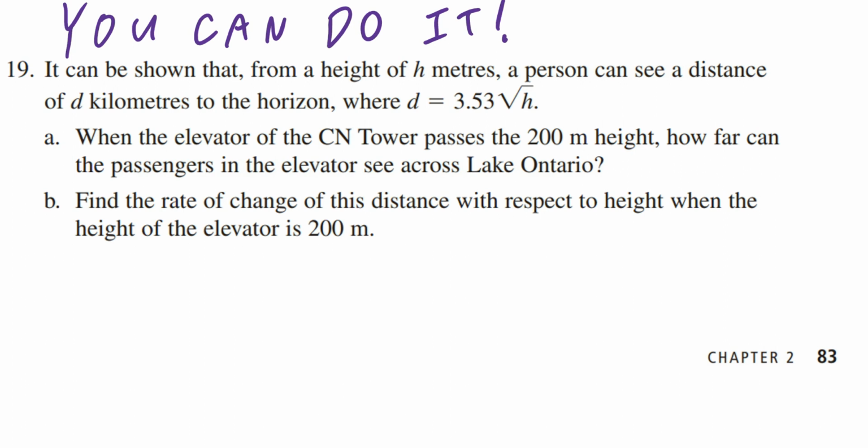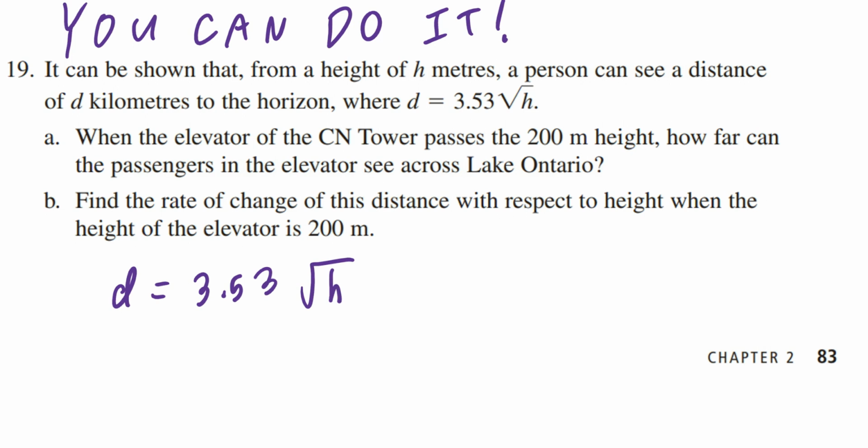Part A, when the elevator of the CN Tower passes the 200-meter height, how far can the passengers in the elevator see across Lake Ontario? Step 1, copy d equals 3.53 times the square root of h.